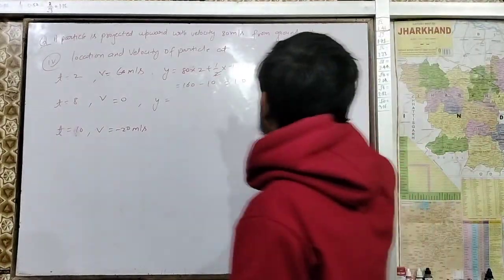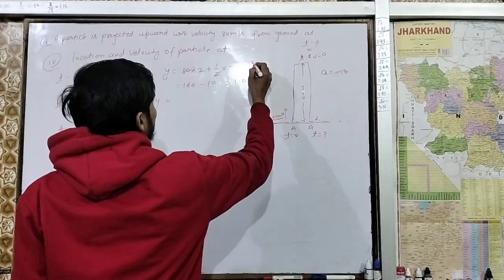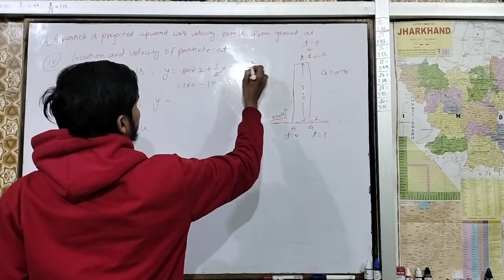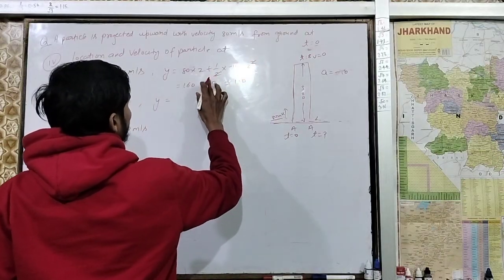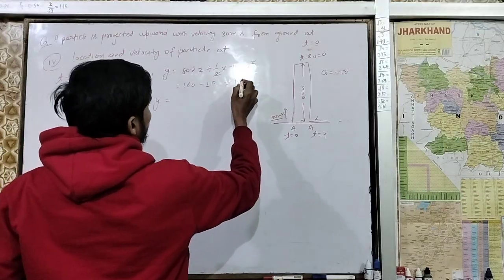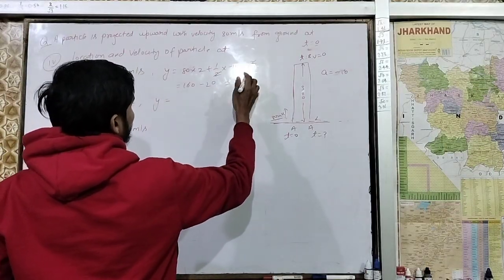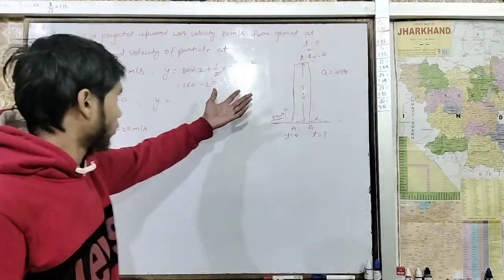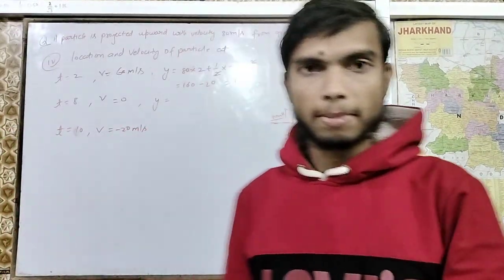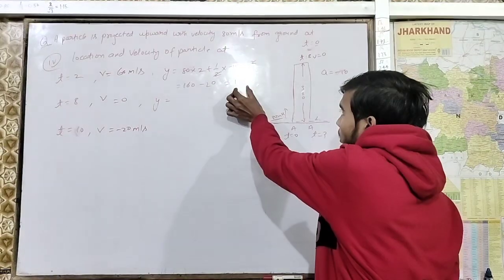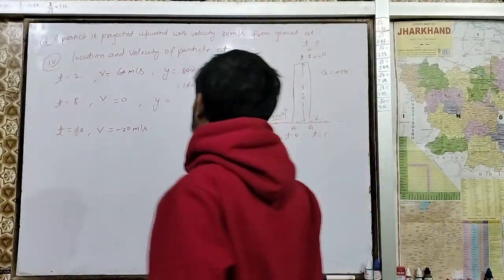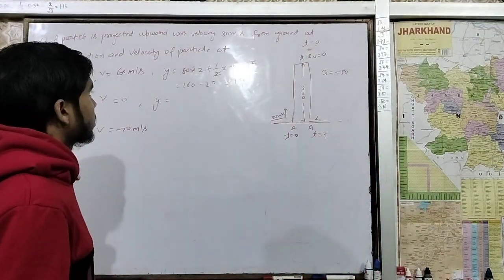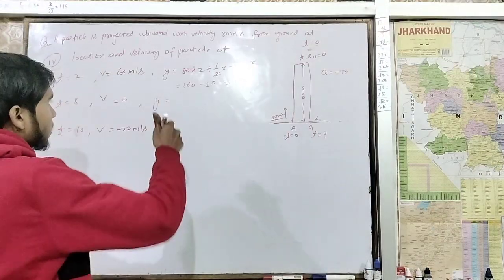But hold on, this is t raised to power 2. 2 raised to power 2, so this will become 20. 140. Our location of the particle is at 140. It's y, it's not x.